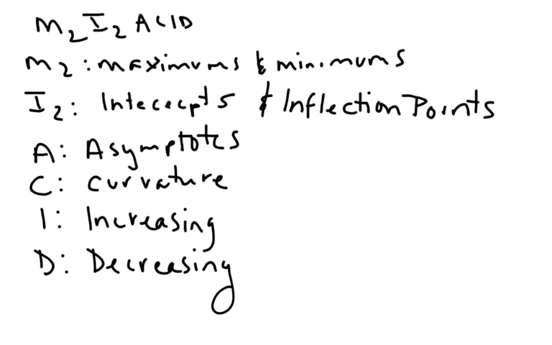Now, basically, the M2I2ACID acronym is a way of, say you're given a function, y equals or f of x equals whatever equation, you go through and find each of the items that we have listed here. Where are the maximums? Where are the minimums? Where are the intercepts? That includes both x and y intercepts. Where are the points of inflection? Where are the asymptotes? What kind of curvature does the graph have and where? Where's the function increasing? Where's the function decreasing?